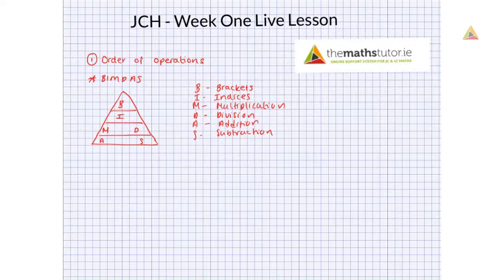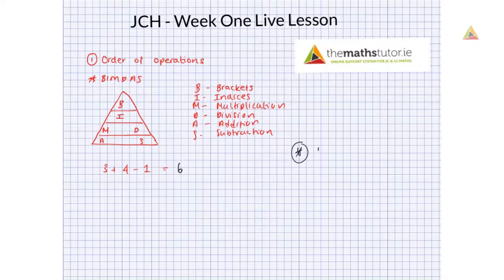Now I was saying here, and you can see it in the triangle, that M and D are in the same category and A and S are in the same category. So you always would do this from left to right. I'll give you an example of this. If you had 3 plus 4 take away 1, you would always read that from left to right, not right to left. Okay, so you would do your addition first. So 3 plus 4 is 7, 7 take away 1 is 6. So just keep that in mind. And I'm going to put a note in on that as well.